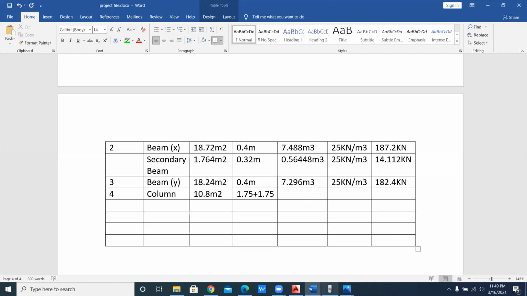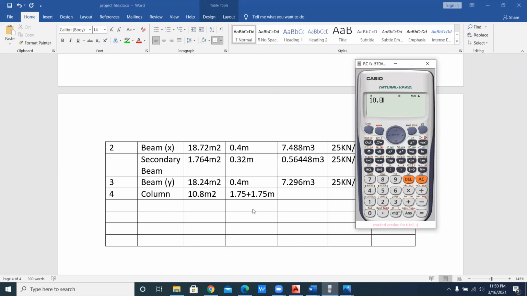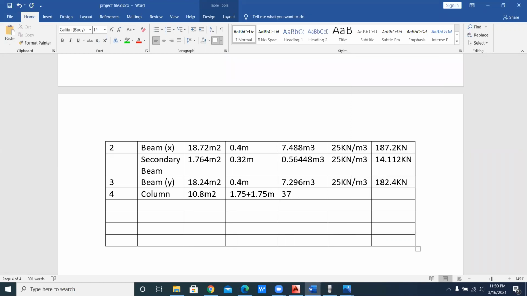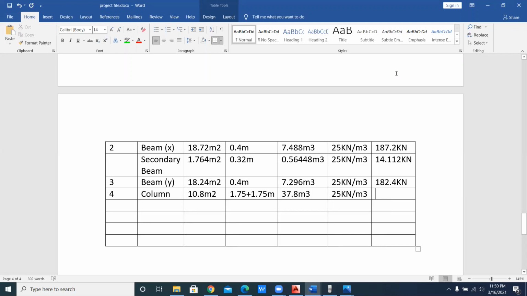So how much you get? These are meter. 10.8, multiply by 1.75 plus 1.75, that is 3.5. Okay, 10.8 into 3.5, that is 37.8. You can write here 37.8 meter cube. So for the column, keep remember that you have the same value, that is 25 kilonewton per meter cube. So how much you get? It is multiplied by 25, 945. Okay, 945 kilonewton.